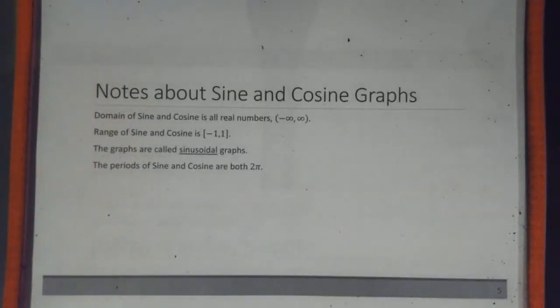A couple notes about the sine and cosine graphs. The domain of sine and cosine is all real numbers, so you can plug any number into them and you'll get out a value. As you probably noticed from the Desmos animation, the range was -1 to +1 because we could go as low as -1 and as high as +1. We call these graphs sinusoidal. And the period is 2 pi for both of them. So we saw that the graph repeated itself every 2 pi.